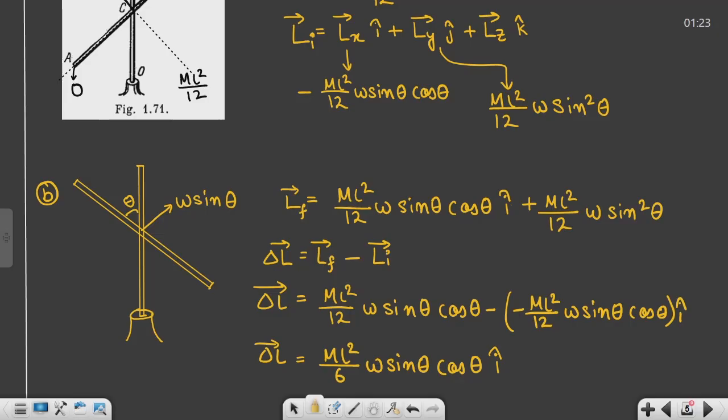The third part of the question is asking to find out the torque. Before finding the torque, the thing that you must realize is that this angular velocity vector is also rotating in this circle.